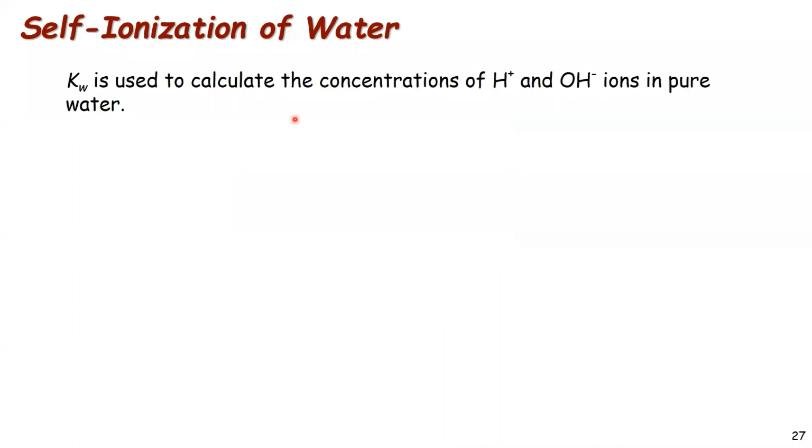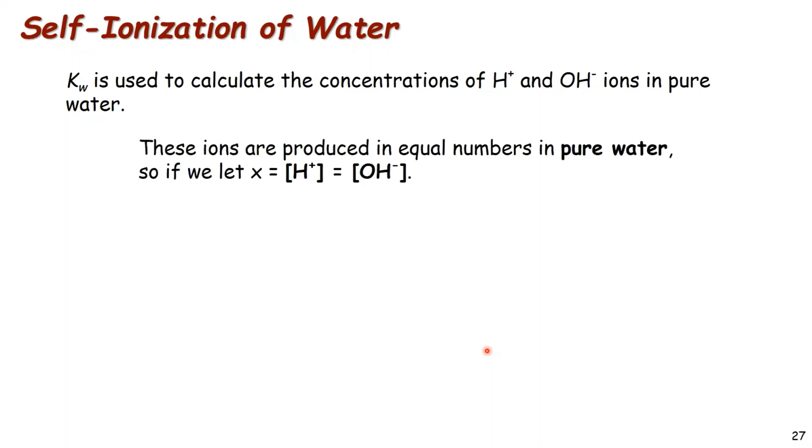Okay, so we're going to use KW to calculate the concentration of H plus and OH minus ions in all solutions. So if I know the hydrogen ion concentration, I automatically know the hydroxide ion concentration because of that relationship. That equilibrium constant expression for the self-ionization of water is going to allow us to determine both the hydrogen and the hydroxide ion concentration. But let's do it right now for just pure water, right?